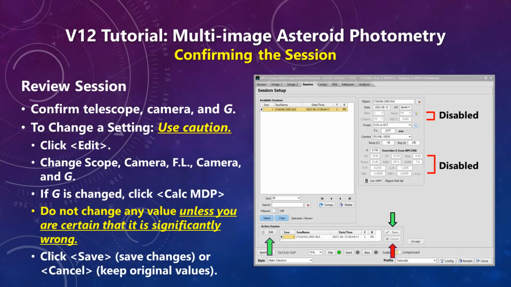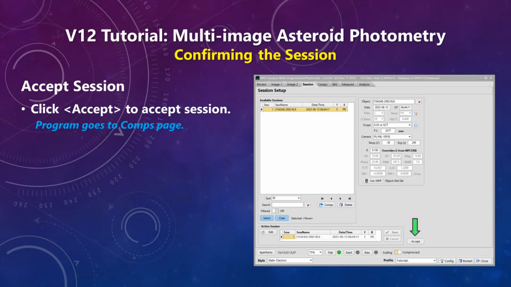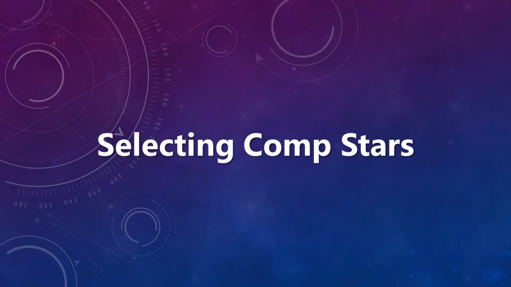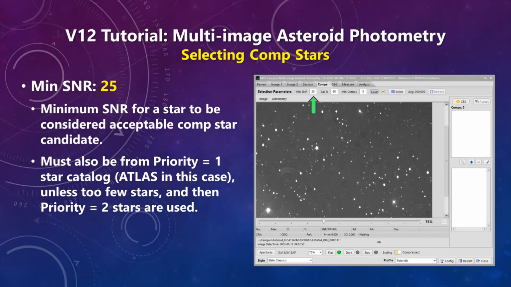Review the values in the fields to the right of the sessions table. Click the Accept button at bottom center. This takes you to the comps page. The min SNR value overrides the default value from the configuration. In this case, set it to 25.